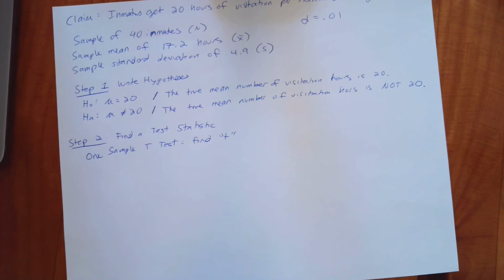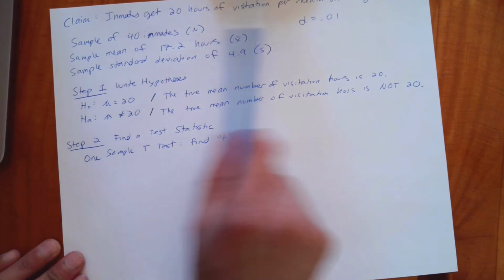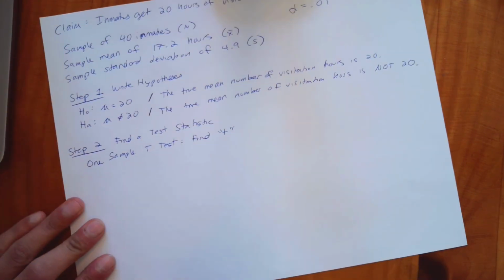And if you remember what this t statistic is, what this t statistic is going to tell you is the probability of getting a sample mean as extreme or more extreme than the one we got here, which is 17.2, if the true number of hours of visitation per month is 20, as the warden is claiming.